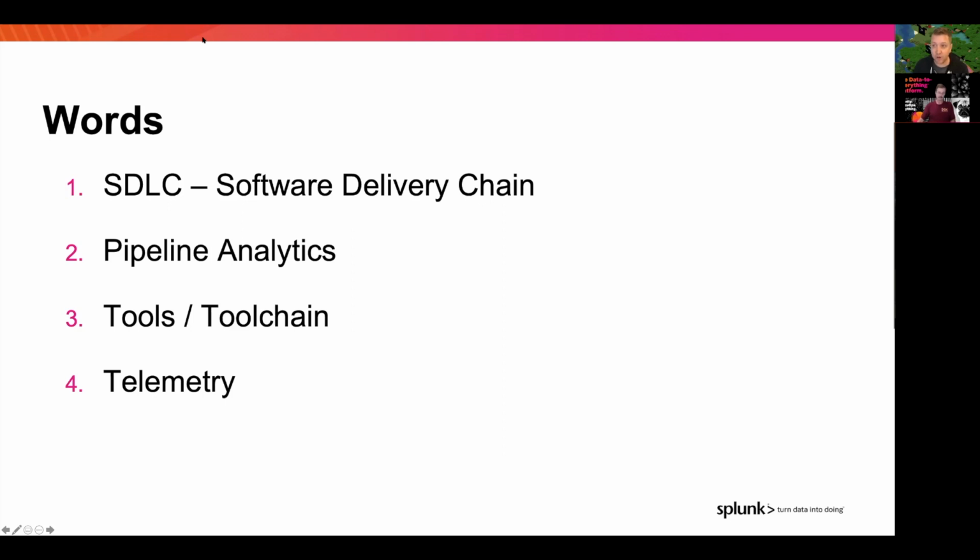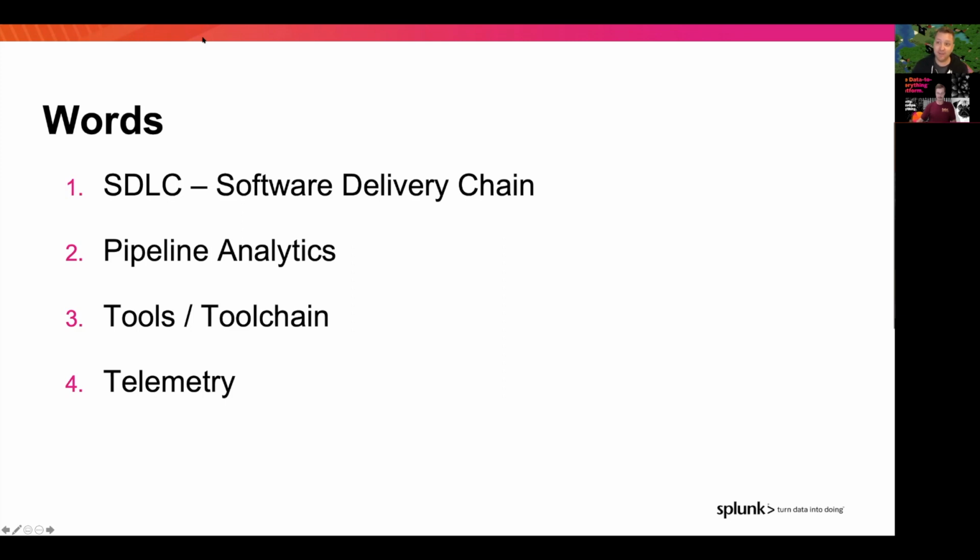The first term that we're going to use a lot is SDLC, which is your software delivery chain. This is everything: the strategy, the technologies, the people, the processes, the automation that makes up your planning, coding, and delivery of applications. Then we have this idea of pipeline analytics. So pipeline analytics is getting data and visualizing that data for your delivery chain.